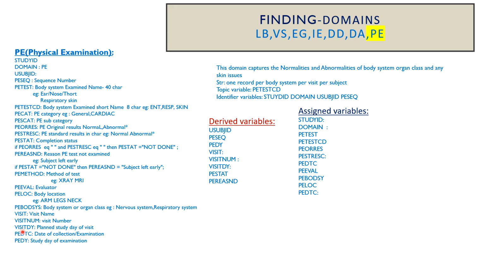Then visit num, visit name, date and time of collection. Then study day. These are the variables. Among these, the derived variables will be unique subject ID, sequence, study day, visit num, visit name, status, reason not done. These are the variables we know how to create using code. Assigned variables will capture the data from source data. Okay. Thank you.